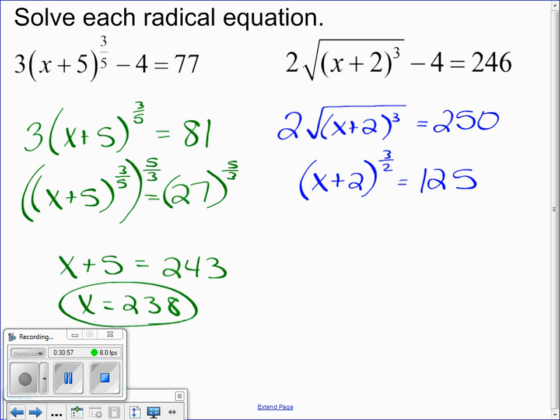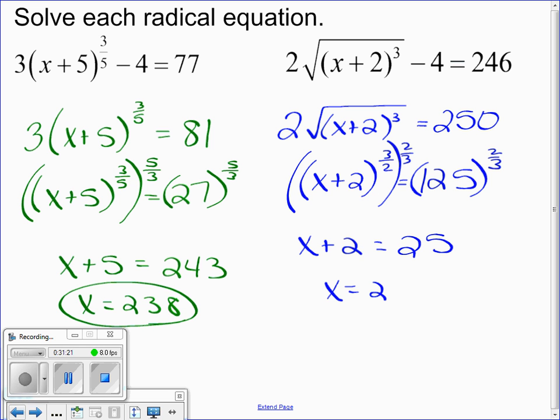You guys cool if I switch this at the same time? 125? You guys cool with that? Raise it to its reciprocal, which is 2/3, plus or minus? Yes or no? No. Denominator's not even. So we get x plus 2 equals? What's the cube root of 125? 5 squared, so this is 25. So then x equals 23. Why was this so bad? This is 3 over 2. The root is 2. You just messed up.